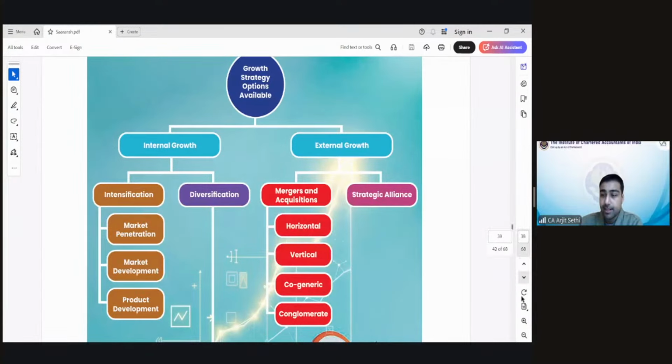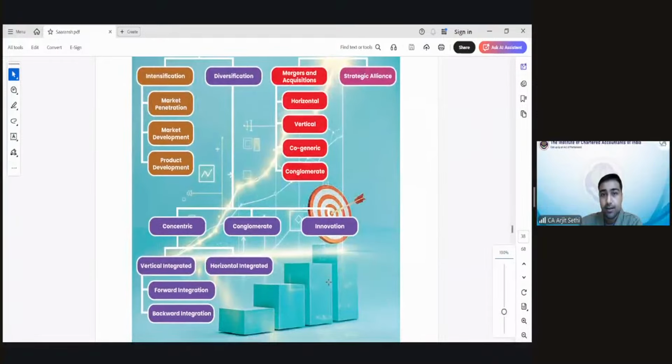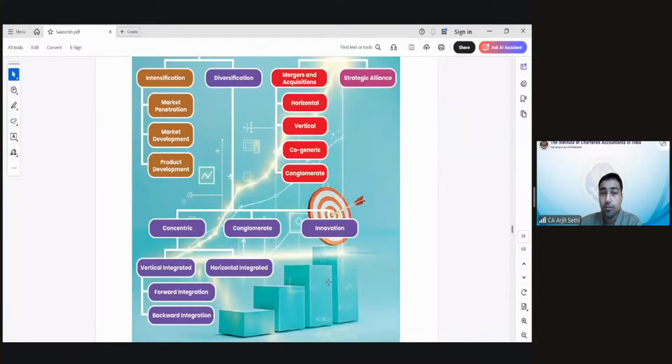My dear friends, what strategy from the table is she using? Strategic alliance. Very nice.